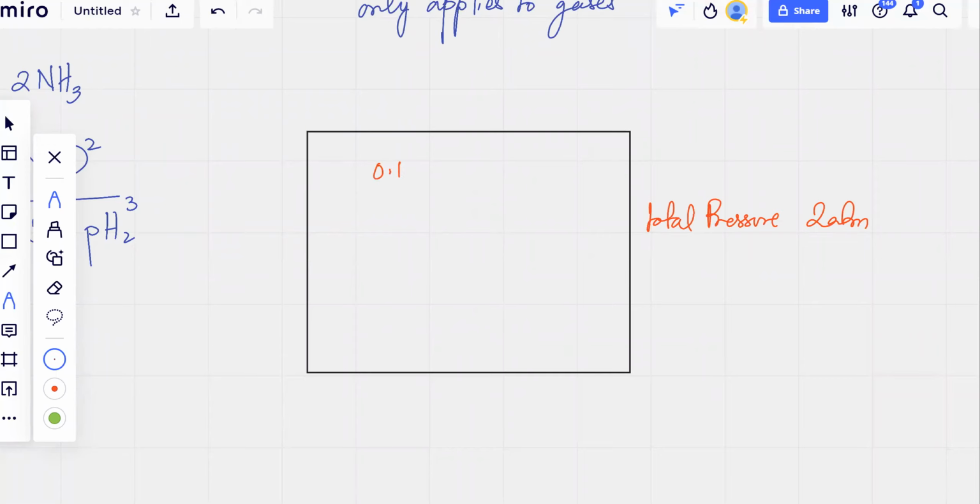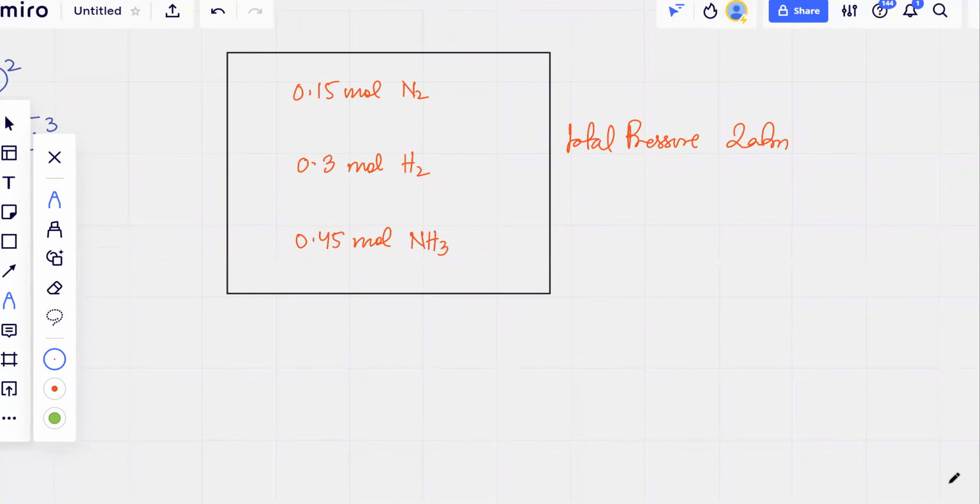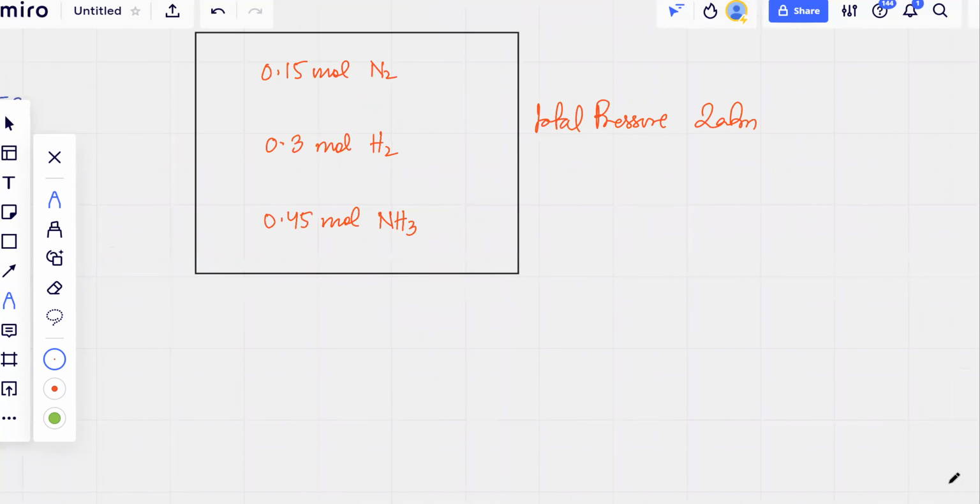For example, there's 0.15 moles of N2 in the container, 0.3 moles of H2, and 0.45 moles of NH3. Now, the container is a combination of all these gases combined. These gases are pumping into the walls of the container and exerting this pressure. So the combined pressure is 2 atmospheres. What you need to know are the individual pressures. What's the pressure due to N2 alone? That's known as the partial pressure.